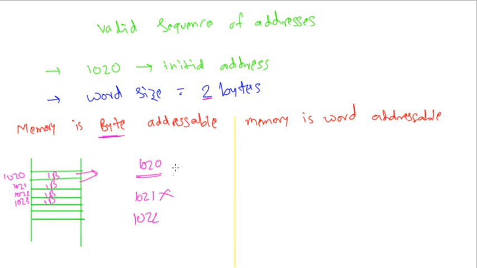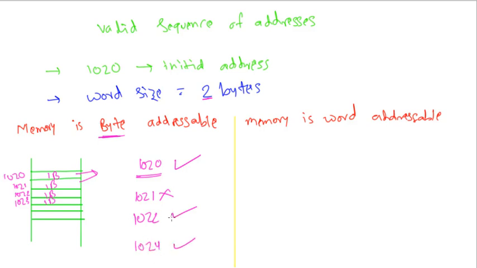1021 will not be a valid address. 1020 is a valid address, and the next, 1022, is a valid address. Why? Because the CPU always addresses a word, and a word consists of 2 bytes. Hence, once the CPU generates the address 1020, the next address will be 1022, and similarly the next address will be 1024.